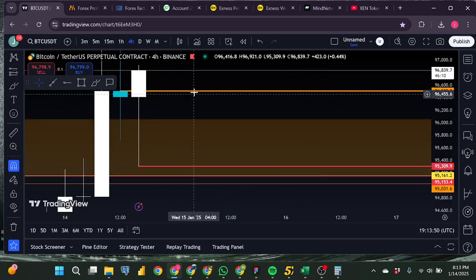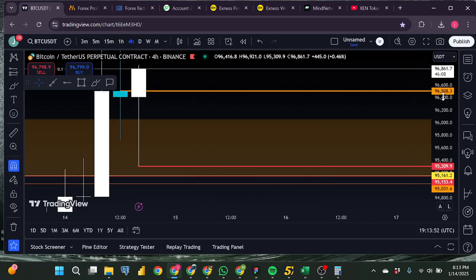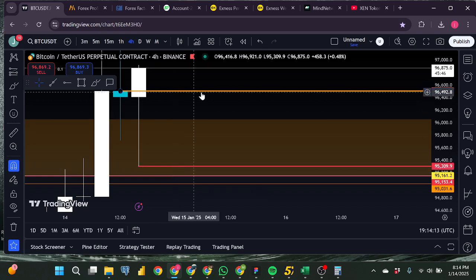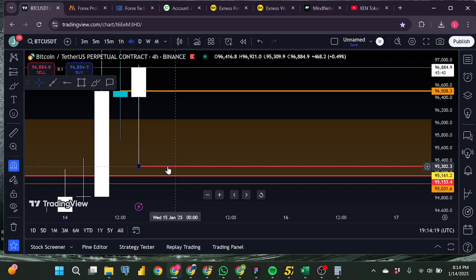So this is your entry price, 96,509. This is your stop loss. That is to say, stop me out of the market at this price, and I'm ready to lose $2 because my account size is $100. So this is your entry price, and this is your stop loss. You get the idea? Yes, sir.